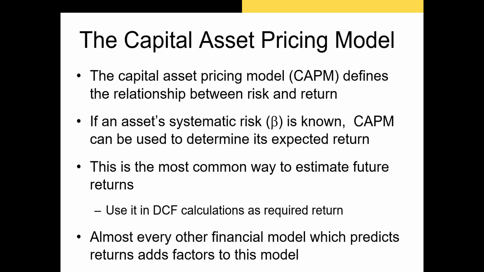If we want to, let's say, discount a cash flow for a stock, basically what we're going to do is calculate the expected return on that stock using this model, and then use that as our discount rate, or one of our components in the discount rate.